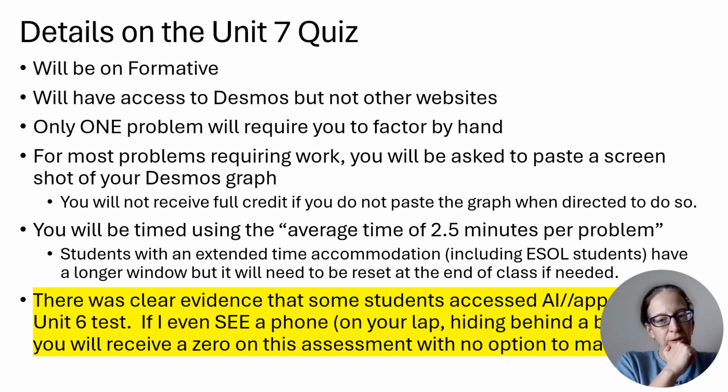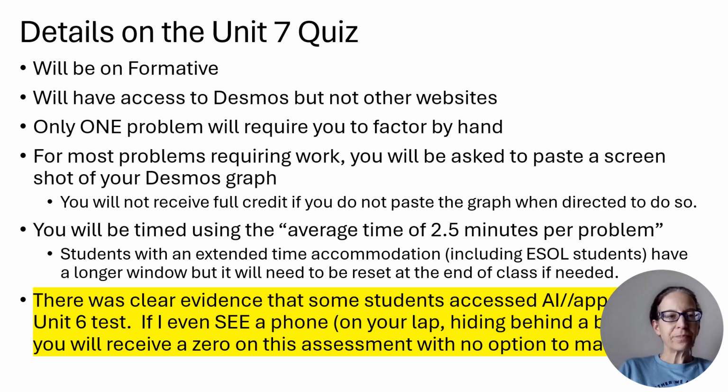The reason I have to crack down on that is because it was very plain that some people were using some kind of AI on the other tests. I didn't catch you doing it, but I know now that I need to keep a closer eye out for that. So don't play that game. You're allowed to use Desmos, so make sure that you are not doing anything you should not be doing.